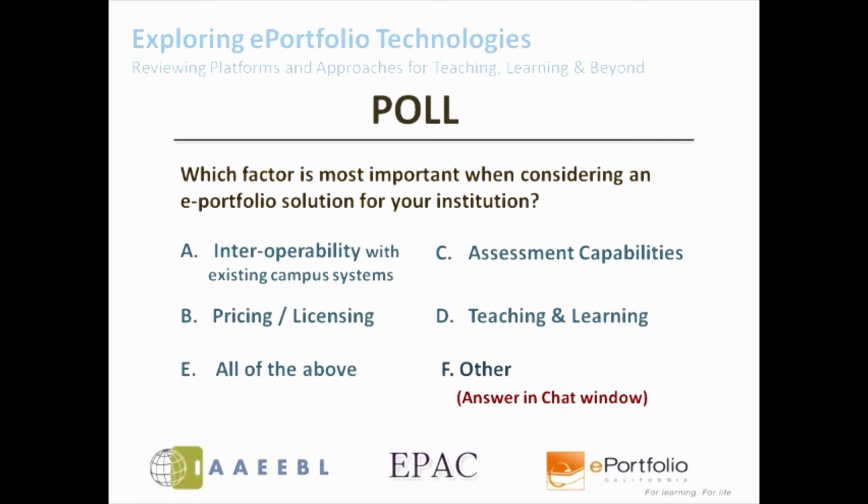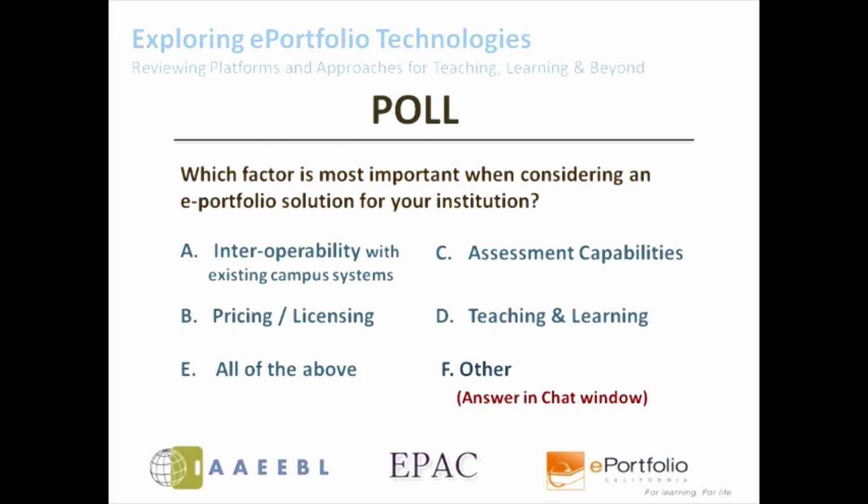If you look into the upper left box of your Illuminate room, you'll see a participants window, and you'll see A, B, C, D, and E up there. If you could just take a moment and tell us which of these factors is most important when considering an ePortfolio solution for your institution. We'll give you just a minute to complete that poll. Also, if you haven't yet, we would love to know who you are and where you're from. So if you can take a moment to also just chat your name, your institution, and anything else that you want to share with us.